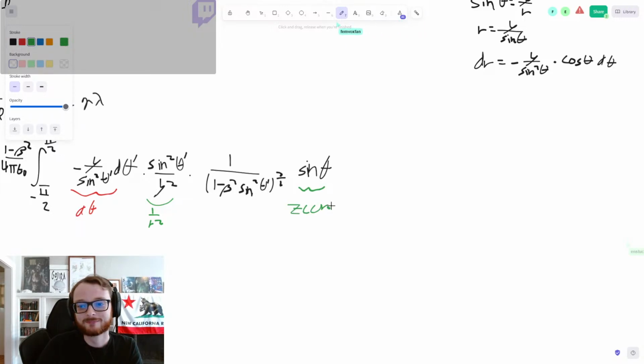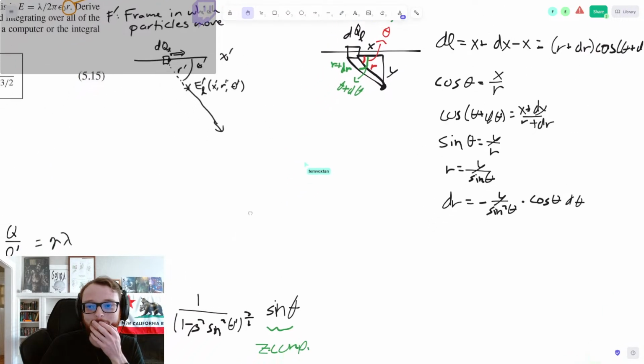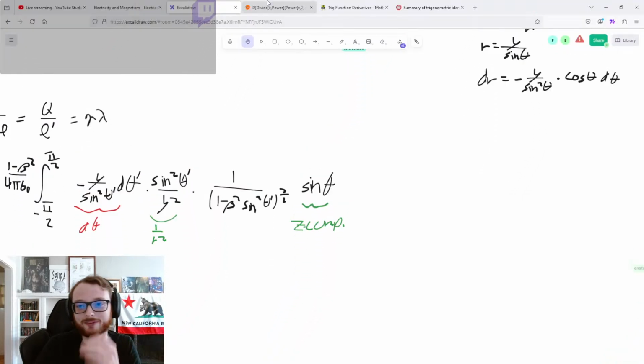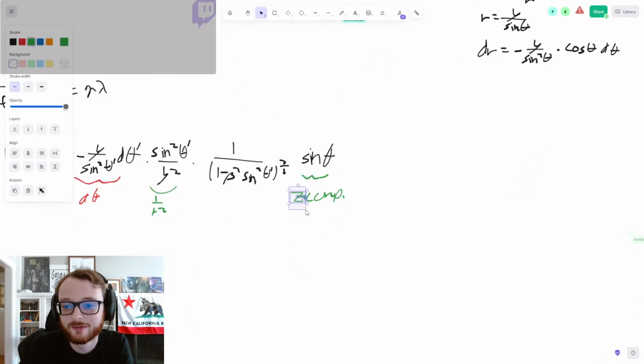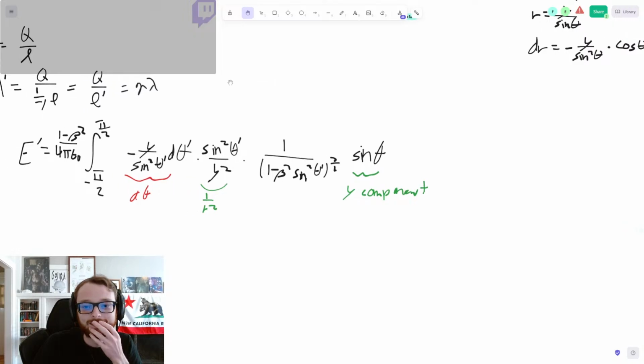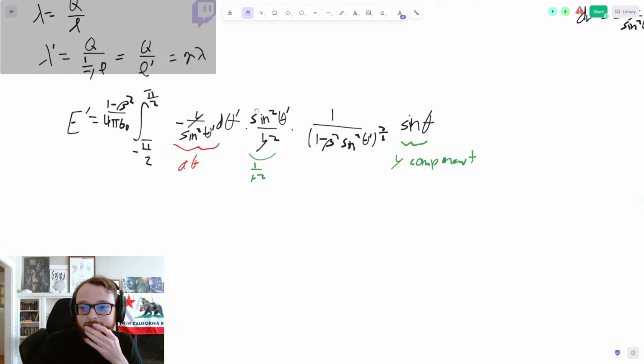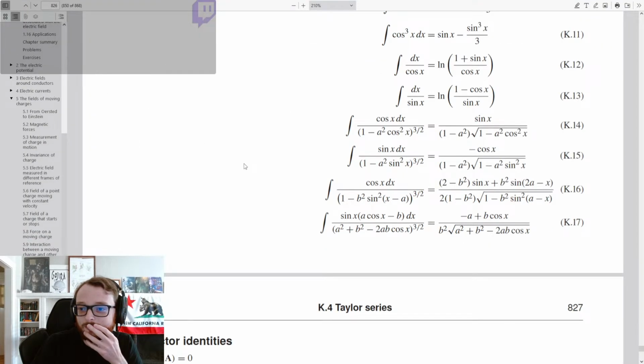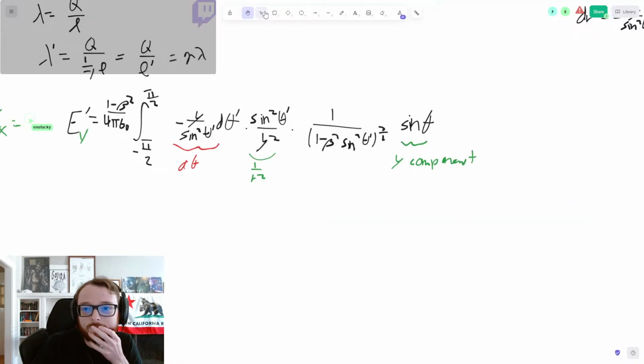That is the y direction. Yeah, the x's should cancel. We only expect something in the y direction. Y components. Okay. All right. And the integral table says you get minus, oh god.